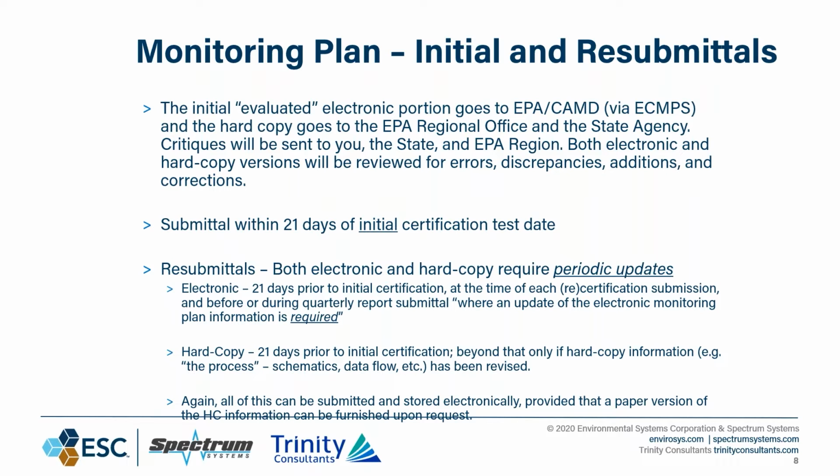And then you have the electronic version that's submitted through ECMPS that you can go and find anytime through the EPA portal. But as always, keep backups, because you never know. A 3-ring binder might just wander off. It happens. It does.